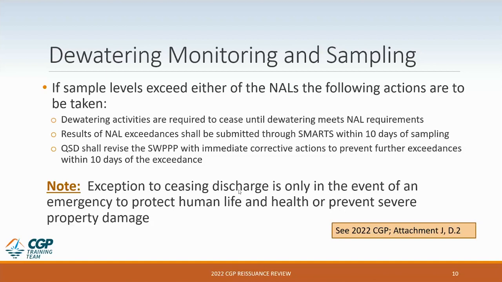One exception, again, for ceasing discharge is only in the event of an emergency to protect human life and health or prevent severe property damage.